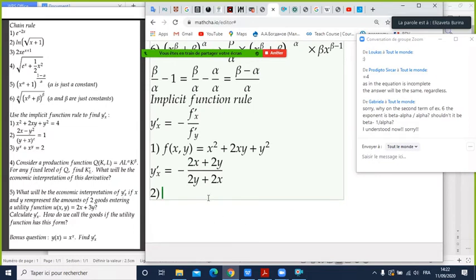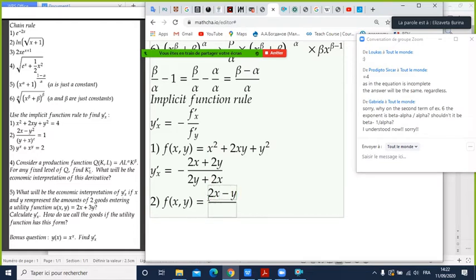Great, so for the second implicit function rule example, I am going to write it like this. So it's going to be a fraction of 2x minus y squared, y plus x to the power of e. Okay.